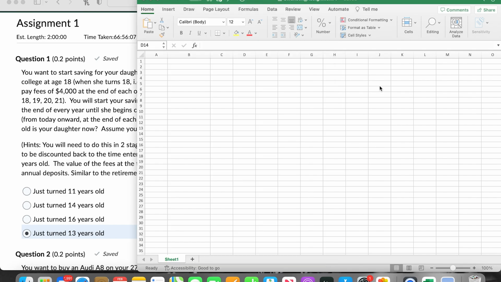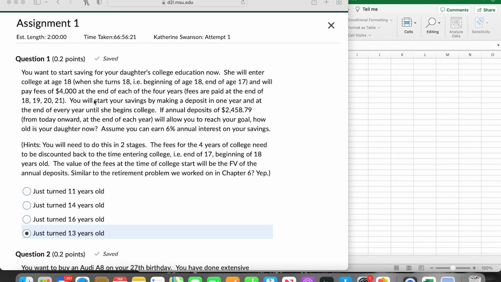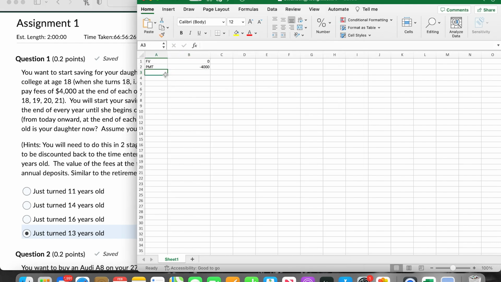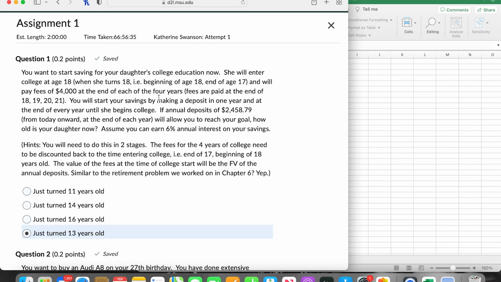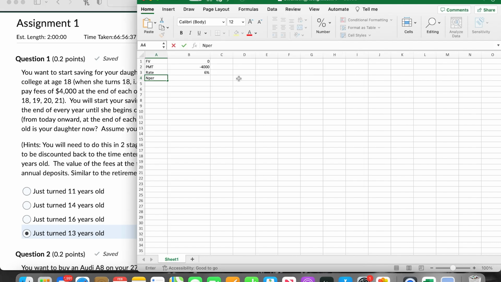So, for the first step, we are going to put in our FV value as 0, as you want it to be nothing. You don't want to owe anything. Our PMT is that negative $4,000 of the fees. And then, as we said, the rate will remain 6% annual interest rate. And the number of periods, so at the end of each 4 years, so 4 periods.